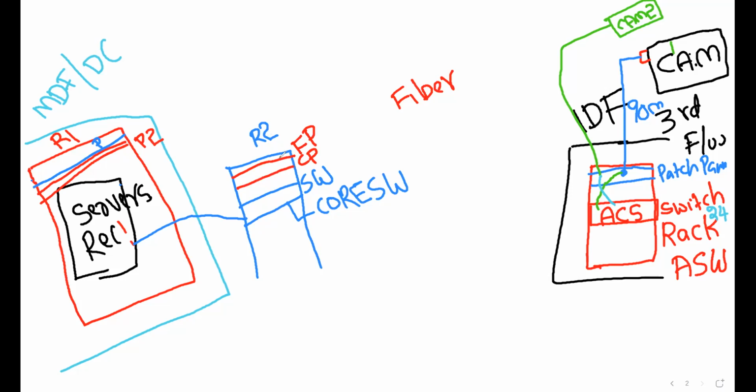from the fiber patch panel of R2 to the fiber patch panel of the IDF. So between the MDF and the IDF, there will be a splicing. We call it fiber splicing. Then we will use a small patch cord from the fiber patch panel to the core switch, and from the fiber patch panel of the IDF to the access switch.